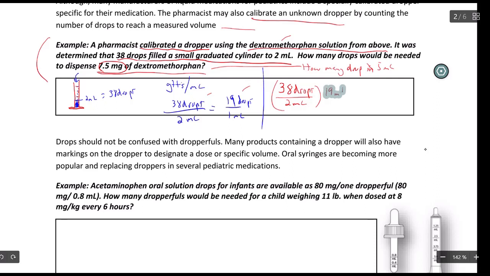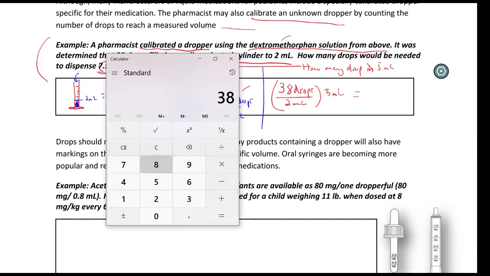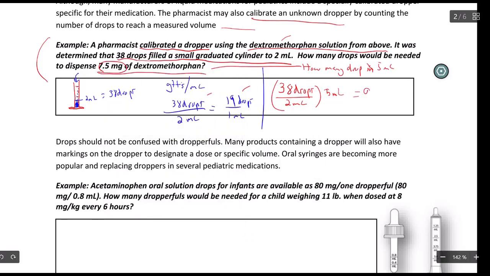How many drops if we want 5 mLs? All right, that's what we're looking for. So if you do that out, if you take your 38 drops times your 5, you're going to get 95. So 95 drops. It'd take you quite a while to count 95 drops, but for the question, that is the answer. So that's how you can calibrate a dropper.